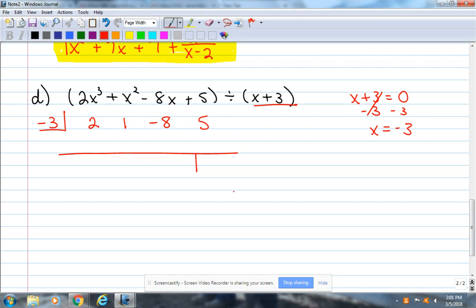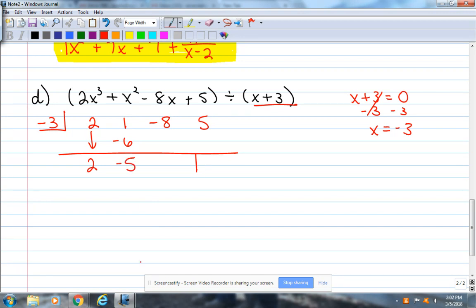Any questions so far? No, ma'am. So first you bring down your 2. Corner times bottom, then you add. Corner times bottom, then you add. Y'all with me? Yes, ma'am. So what is -3 times 2? -6. Put it right here. Then you add. What's 1 plus -6? -5.